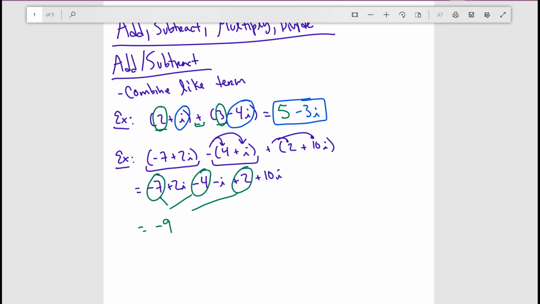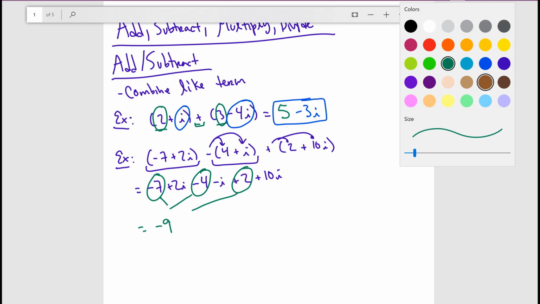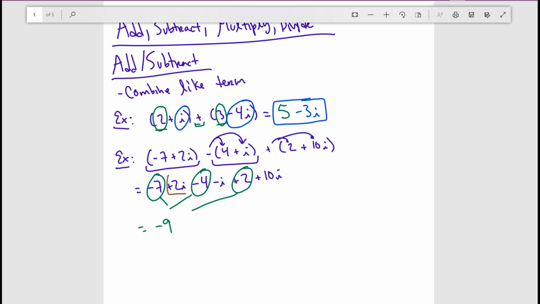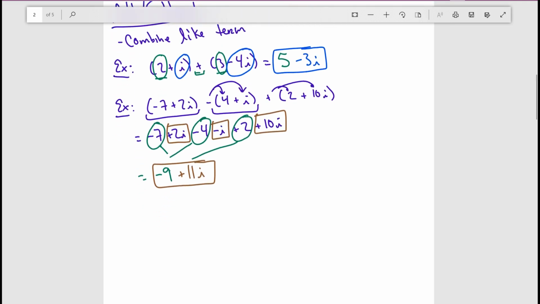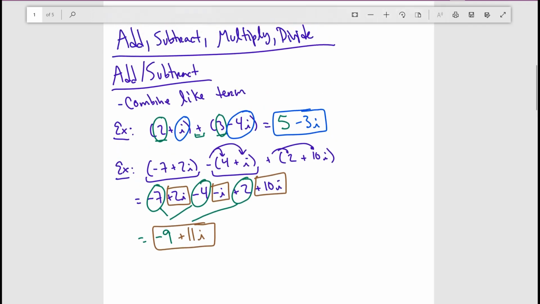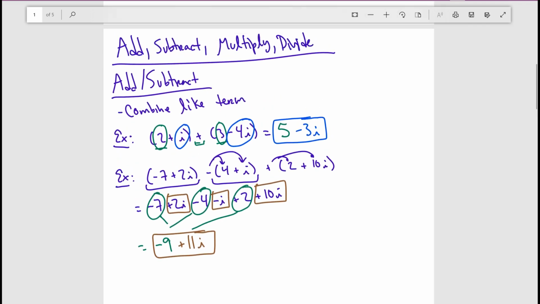And then we're just going to collect the other ones. So we're going to collect this positive 2i, this negative i, and this positive 10i. So 2i minus i is going to give me 1i. 1i plus 10i is going to give me 11i. And that is going to be the final answer. So that's all there is to adding and subtracting these complex numbers.